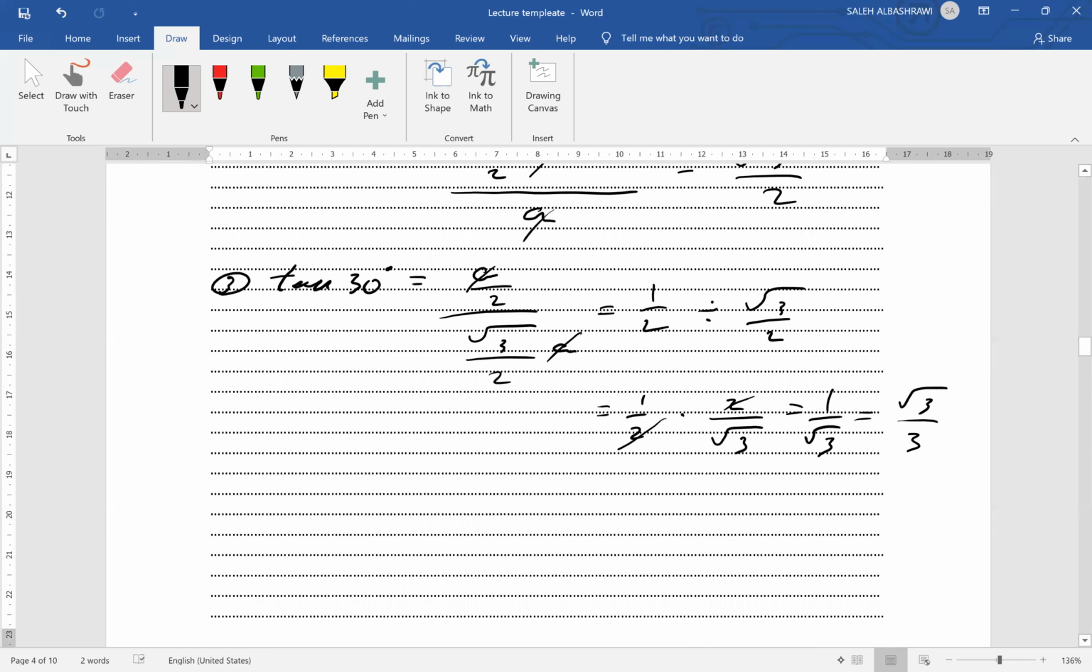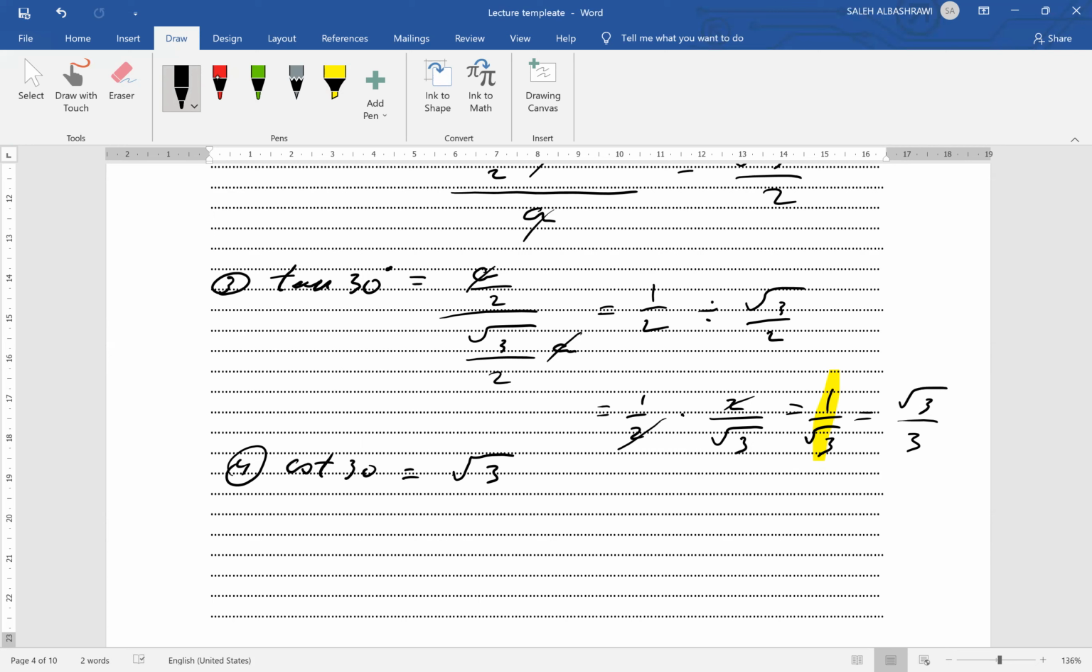With the same thing, we can find the cotangent. Number 4, cotangent of 30. We just write it upside down. We know the cotangent is the opposite of the tangent. So it will be square root of 3 divided by 1. This is square root of 3.